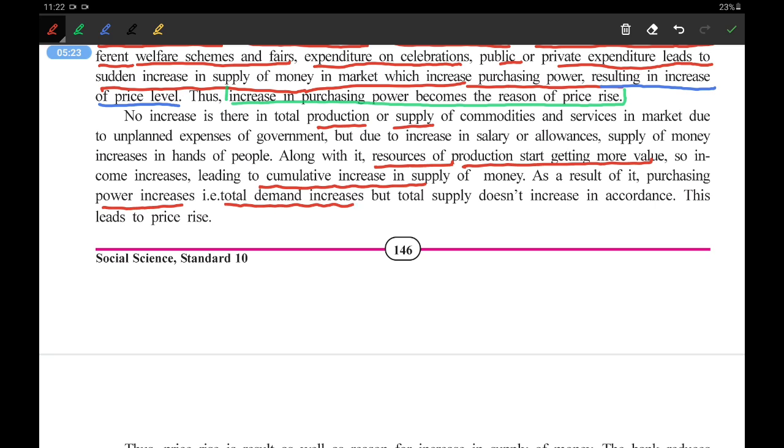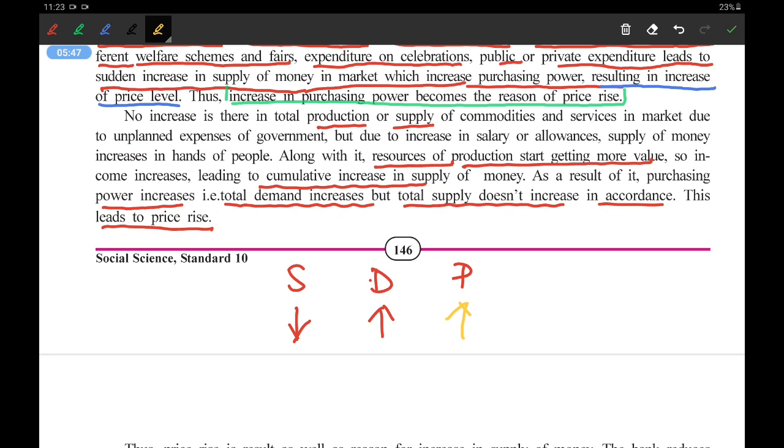See, total demand increases, but the supply does not increase in accordance. This leads to price rise. Okay, so again the rule comes into it. The rule of supply, demand and price is that the supply is not increasing. The total demand is increased, but supply is not increased. So supply is less. Demand is increased, so it is high, and due to that, what will happen? The price will rise up.